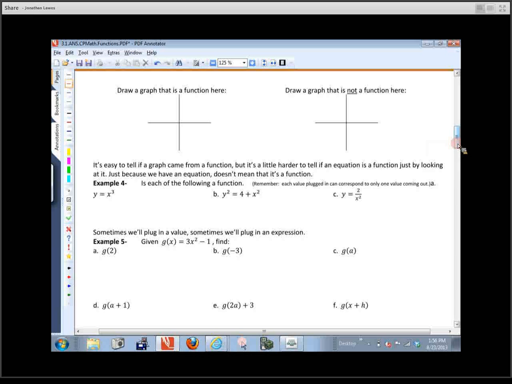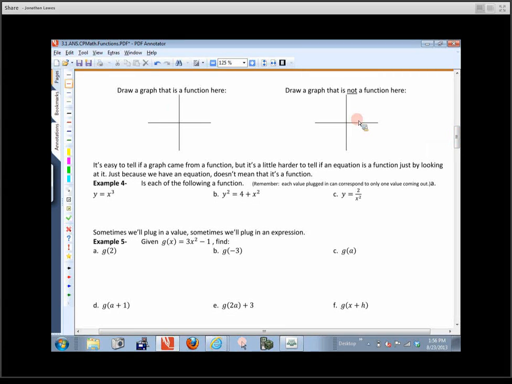So draw a graph that's a function here and draw one that's not a function here. So graphing a function, I mean, you've graphed lots of things. We could do something really simple like this. Just draw a line. Does that pass the vertical line test? It does. Okay, what about a parabola? Yep, passes the vertical line test.